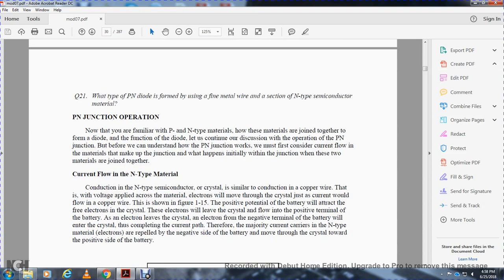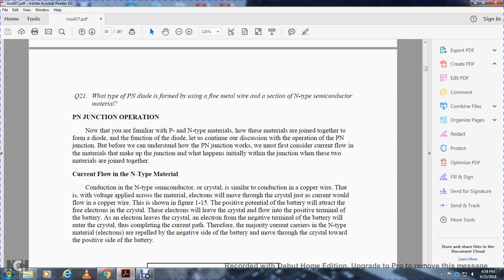Now that you are familiar with the positive and negative types of material, these materials are joined together to form a diode with a junction. Let's continue the discussion of the operation of the PN junction. But before we understand the PN junction, we must first consider current flow in the materials that make up the junction, before they are joined together.